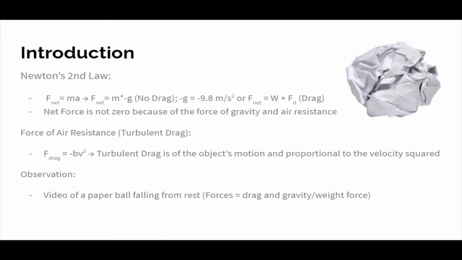Newton's second law can explain the forces acting on the paper ball, which will result in an acceleration, or a non-constant velocity, which causes the net force to not equal zero. In the drag model, I will represent the force of drag to be proportional to the velocity squared, which is represented by a constant b times the velocity squared.